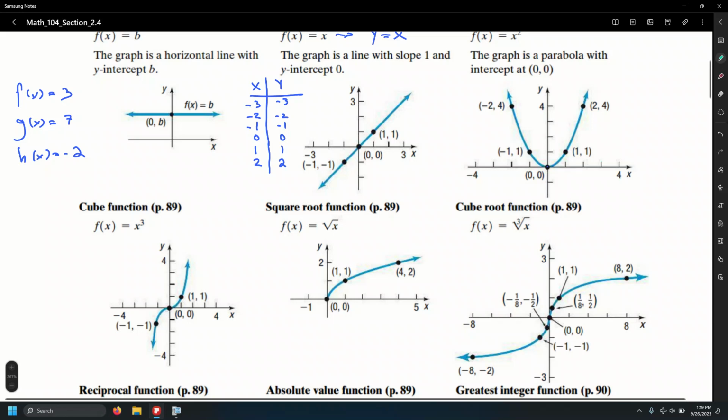What else about this one? What do you notice that's interesting about it? That it's even. I think it's an even function. How do we know it's even? It passes through the origin.